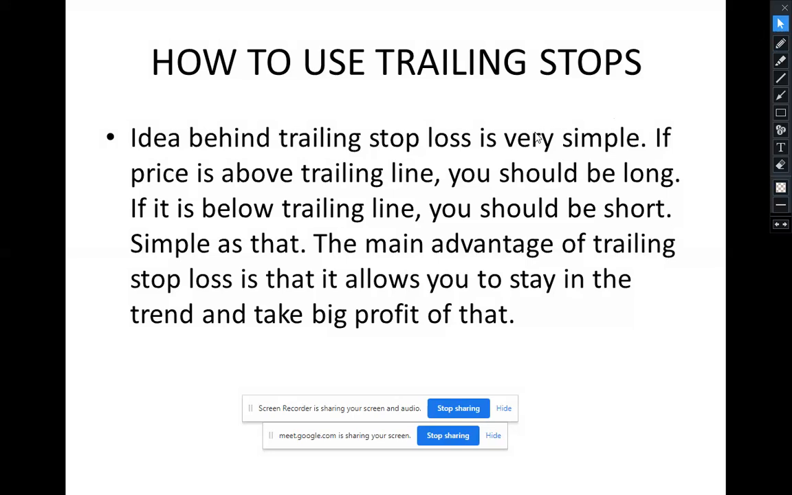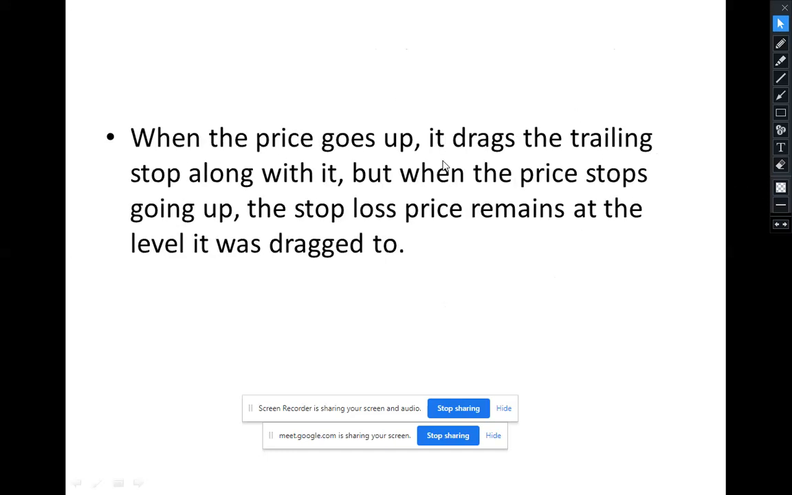So as a beginner, you must also learn how to use your trailing stop loss. It all depends on the amount of money you want to risk in every single trade you take. When price goes up, it drags the trailing stop along with it. Okay, this is your entry. This is your stop loss. You haven't set your target. Once the price goes up, your stop loss will also be dragged along with it.